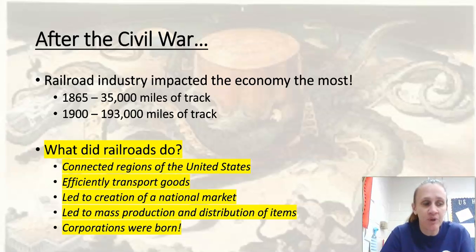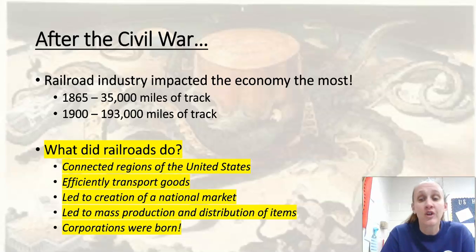So just kind of want to put this into perspective and give you some context or background about this. The railroad industry is going to be impacted the most. Why? Because we're expanding out west, and in order to do that, we've got to build an infrastructure that enables effective and efficient expansion. Okay, the railroad industry, in around 1865, so at the end of the Civil War, we had 35,000 miles of track, most of it on the East Coast.